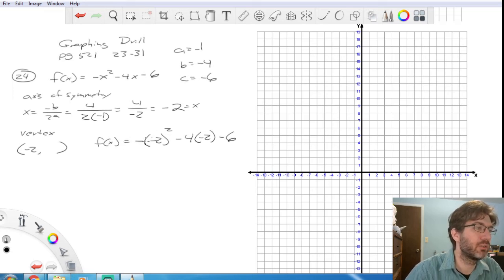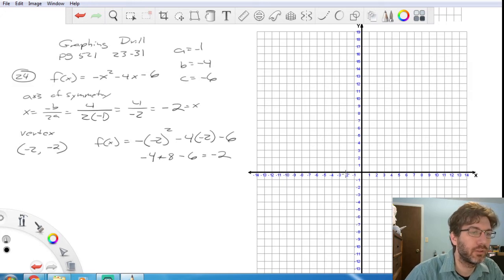This -2 is being squared, so that becomes a +4, but then you make it negative, so then we have a -4. And then you have a -2 times a -4, which gives you a +8, and then you have a -6. So what is that? That equals -2, I believe. -4 plus 8 is 4, 4 minus 6 gives you -2. So your vertex is at -2, comma -2.